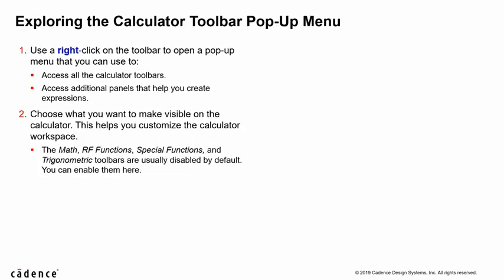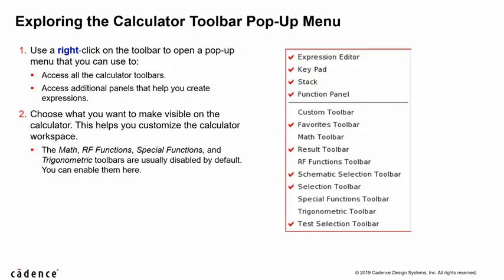Most of the features, tools or functions in Viva XL allow you to access a context-sensitive right-click menu. On the slide, you will see this menu that you can access when you right-click on the calculator toolbar itself. So you can use this to enable or disable certain additional toolbars from the calculator, and this helps to customize the calculator workspace. Some lesser used toolbar functions such as math, RF functions, special functions and trigonometric toolbars are usually disabled by default, and you can enable them here.